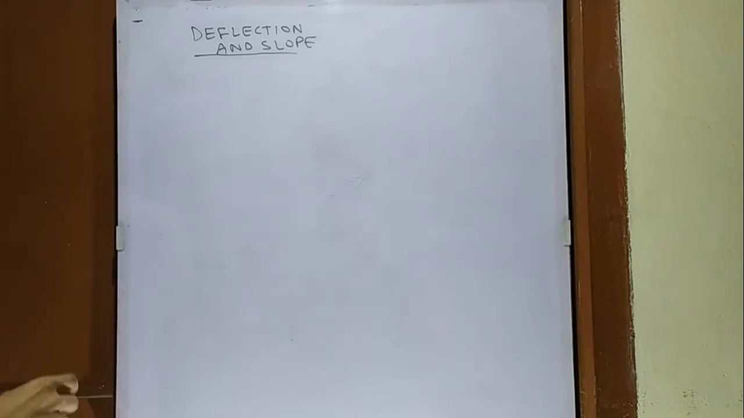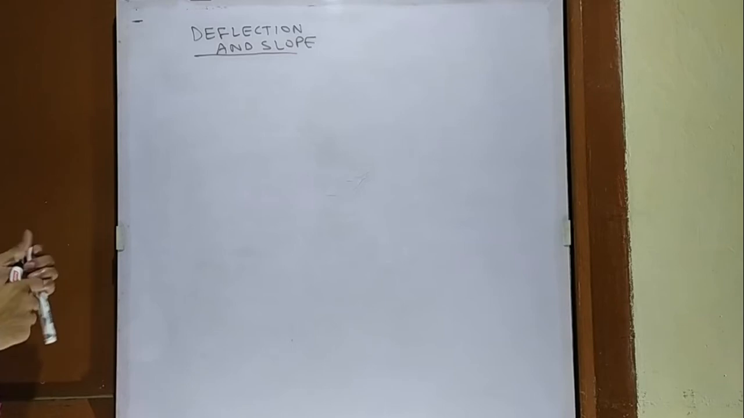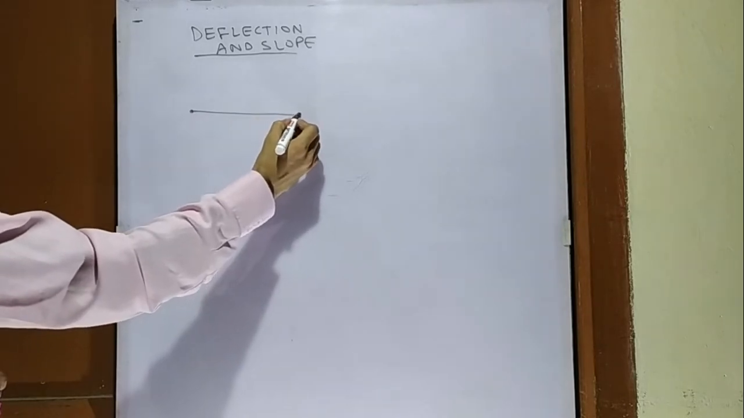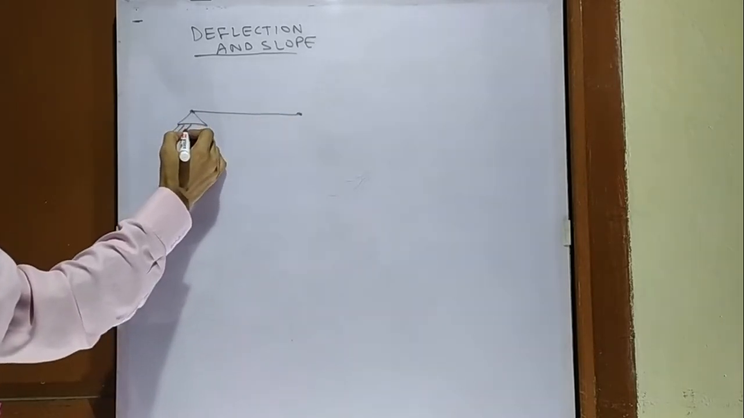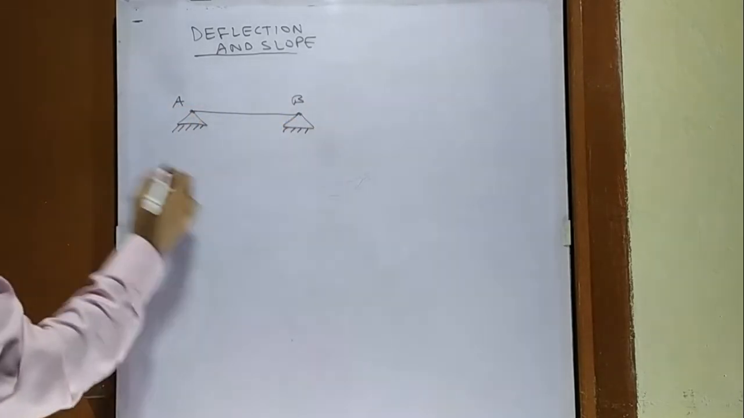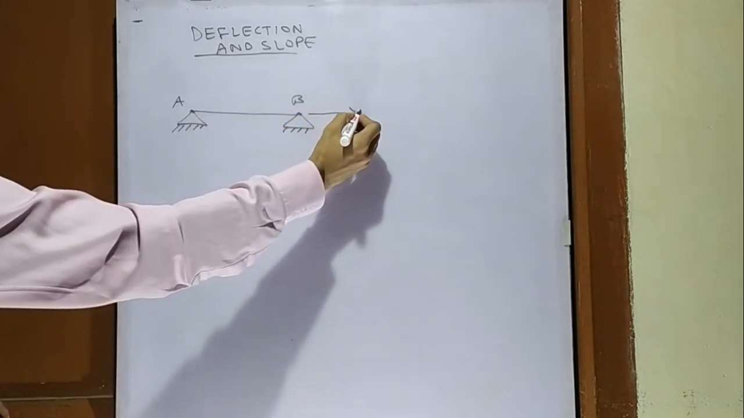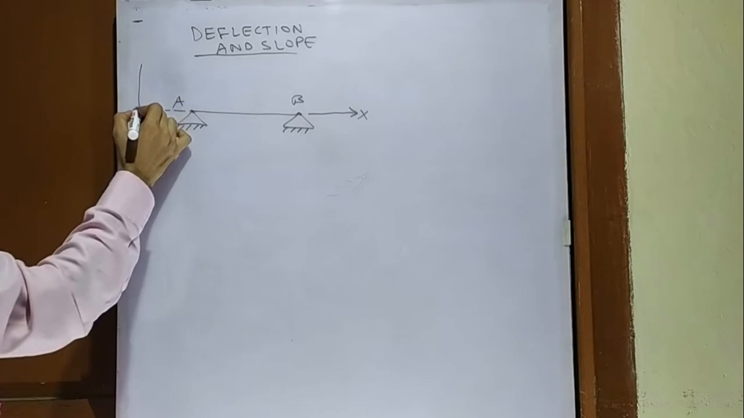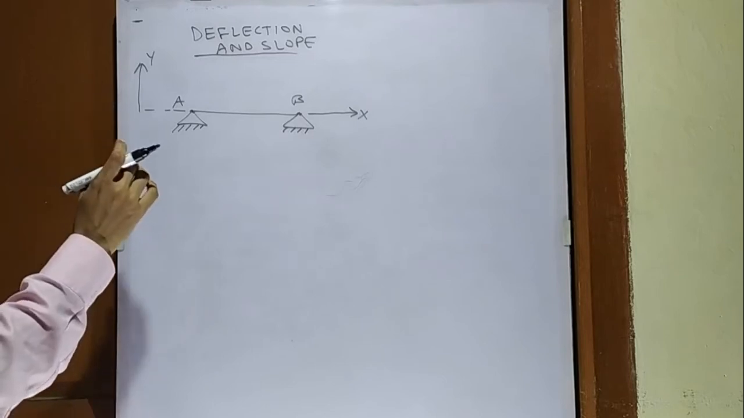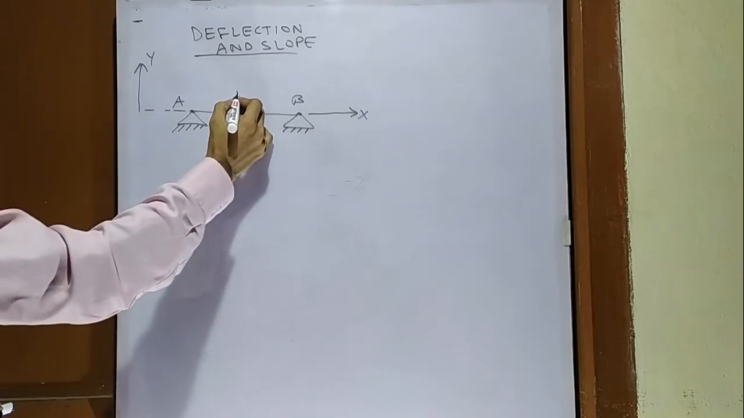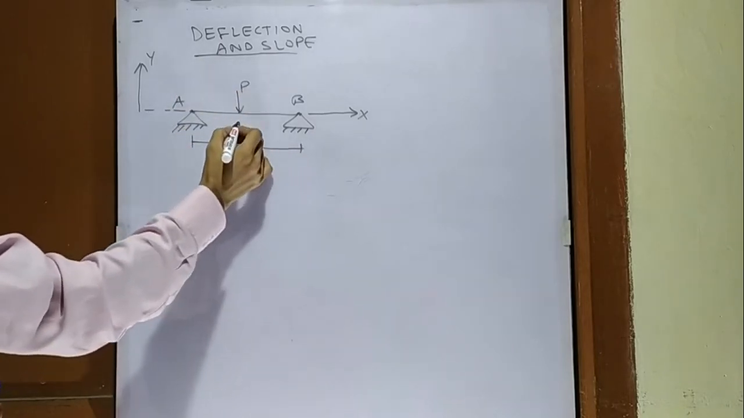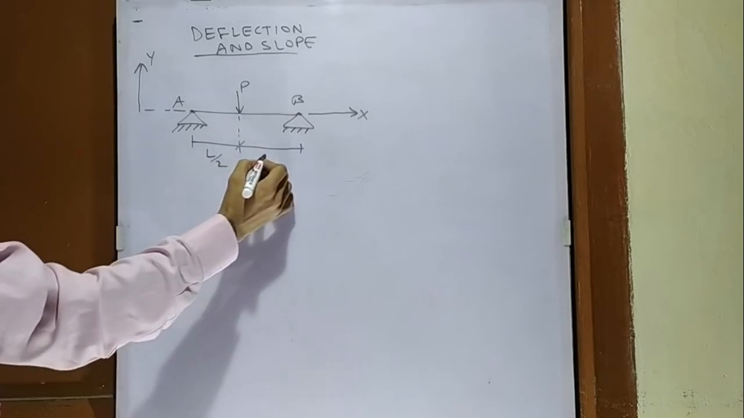So today the topic of our video is deflection and slope. To understand this topic, we will take an example of a beam. This is our beam and we will assume that this beam is supported at point A and also at point B by pinned support, and we will assume our x-axis in this direction and our y-axis in the vertical direction. We will take a simple case of symmetric load, which means that we will apply a point load at the mid span of the beam, L by 2 here and L by 2 here.